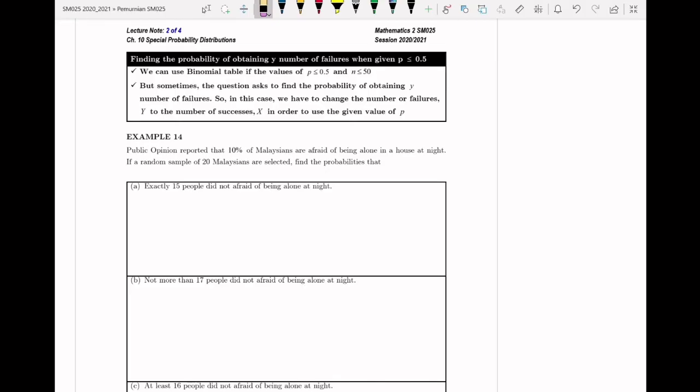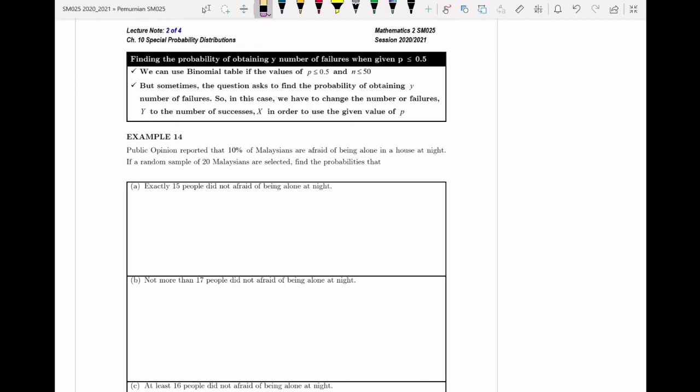We can use the binomial table only if the value of p is less than or equal to 0.5 and n is less than or equal to 50. But sometimes the question asks to find the probability of obtaining y number of failures, which is the other outcome. So in this case, we have to change the number of failures y to the number of successes x in order to use the given value of p.